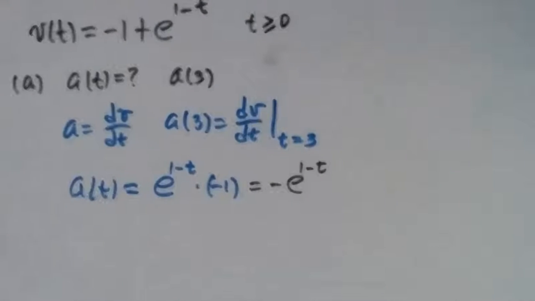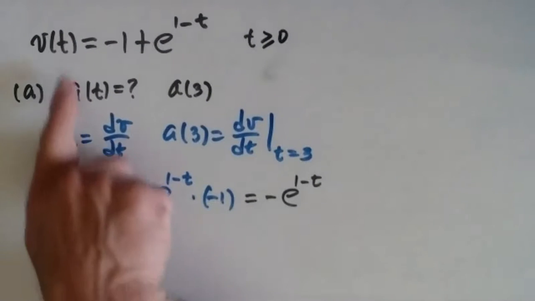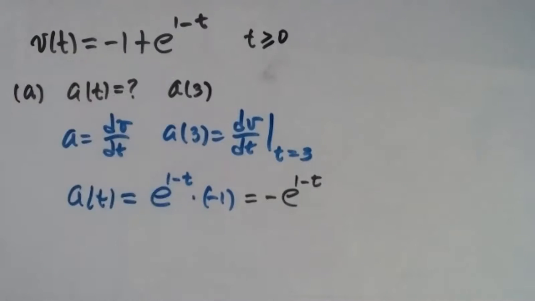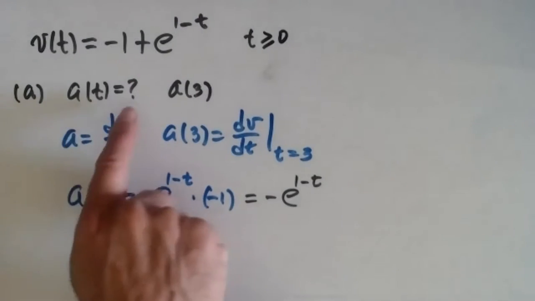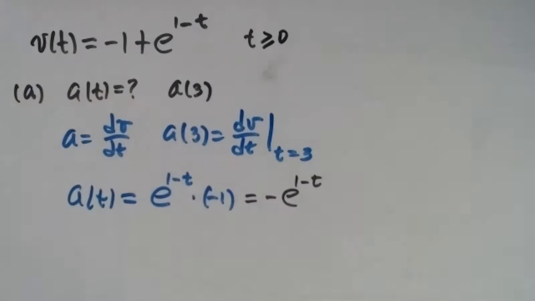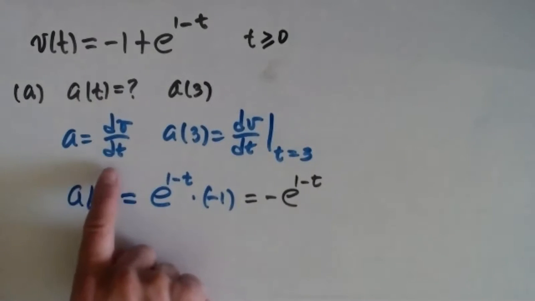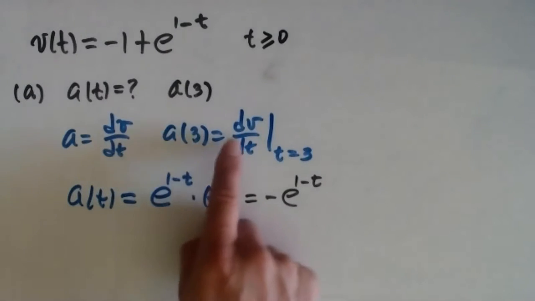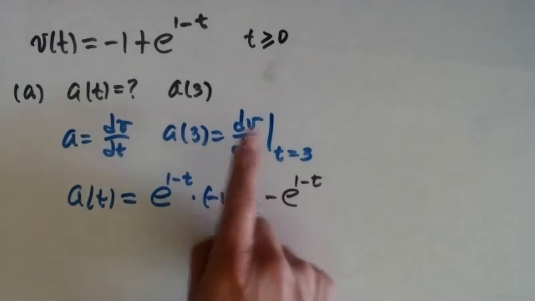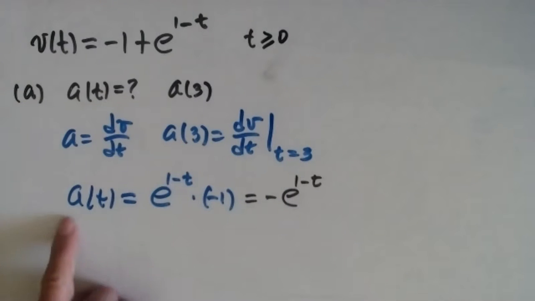Okay, here is the velocity function we have for this problem. The first question is the acceleration at t equals 3. We know by definition that the acceleration is the derivative of velocity with respect to time, and the acceleration at time 3 is the evaluation of this derivative at t equals 3.